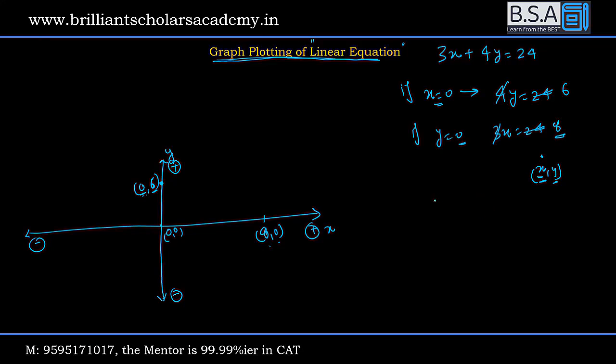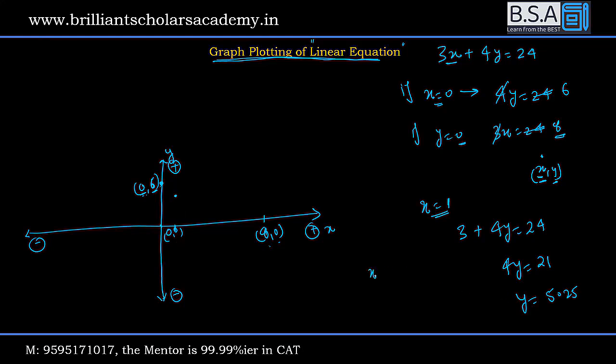Now observe, I put x equal to 1. What happens? When I put 1 in this, it becomes 3 plus 4y equals 24, so 4y is 21, and y is 5.25. What was y earlier? Y was 6. When x becomes 1, y decreases. Y has come down.